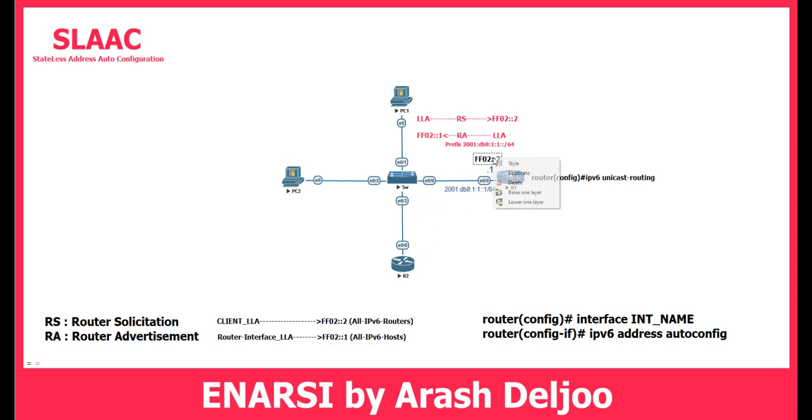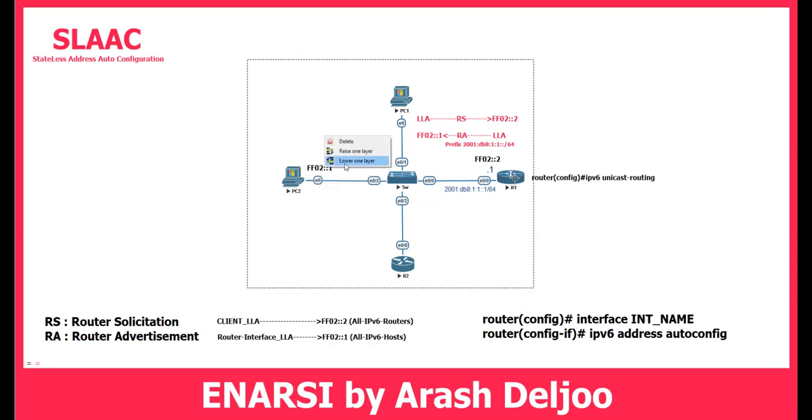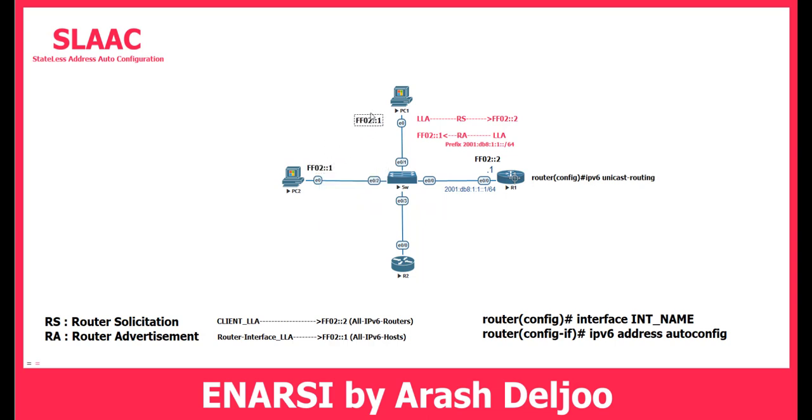Also, on all of the interfaces that are enabled for IPv6, we have another multicast IPv6 address, FF02::1. For example, on PC2, and also on PC1's interface, and also on this router and on the gateway. FF02::1 is the all IPv6 hosts multicast address. This means that on all of the interfaces that are enabled for IPv6, we have this multicast address.